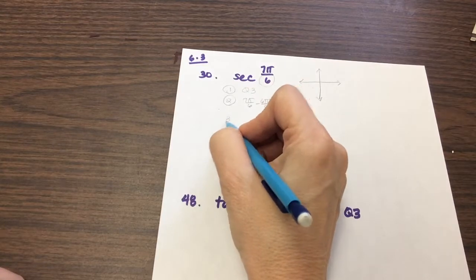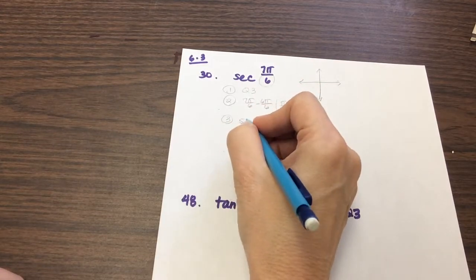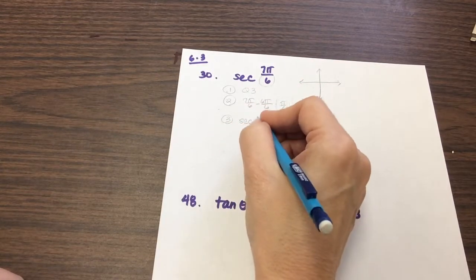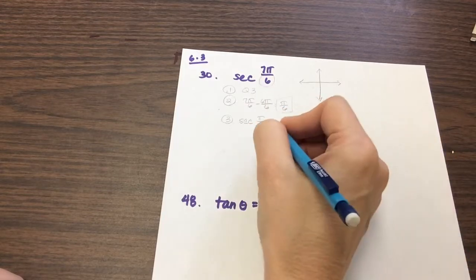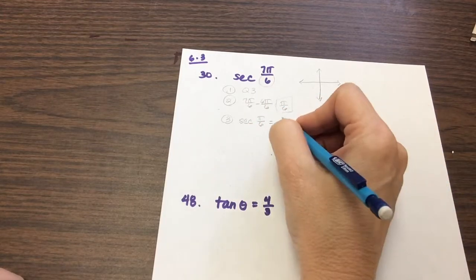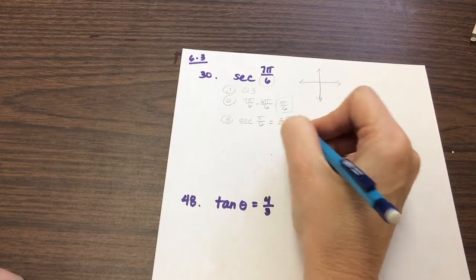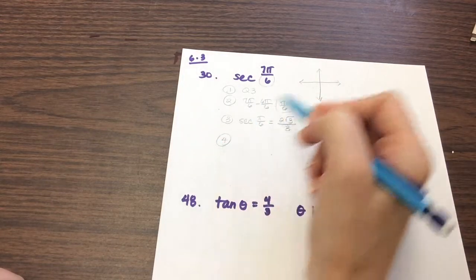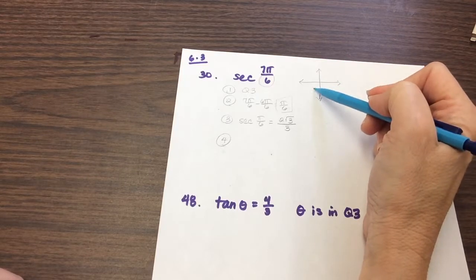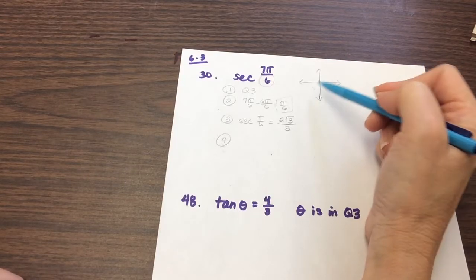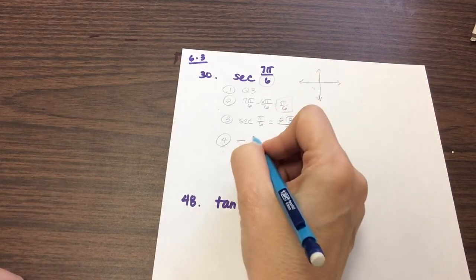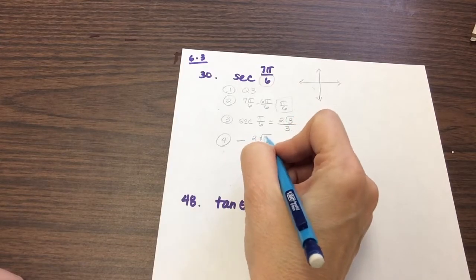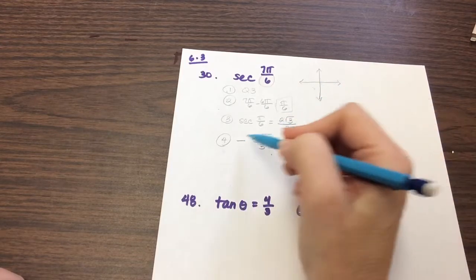So I'm looking for the secant of pi over 6, which is actually 2 square root 3 over 3. And then final step, secant is negative in this third quadrant. So my final answer is going to be negative 2 square root 3 over 3.